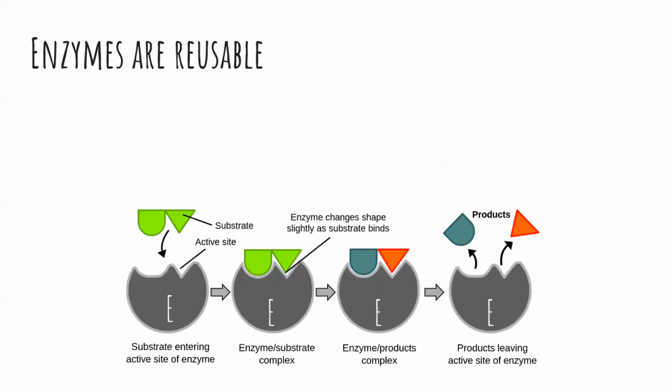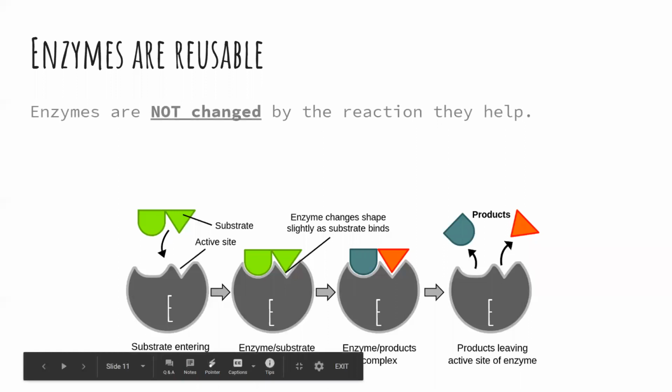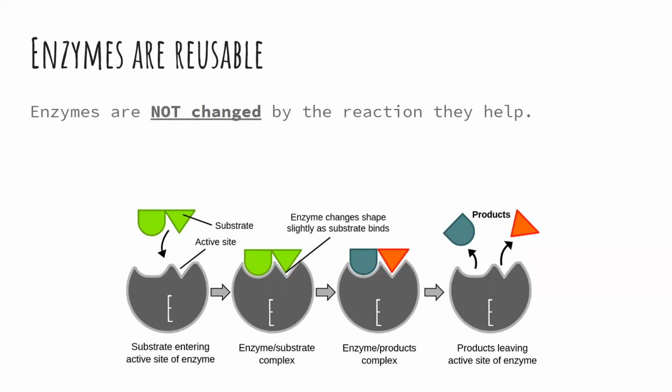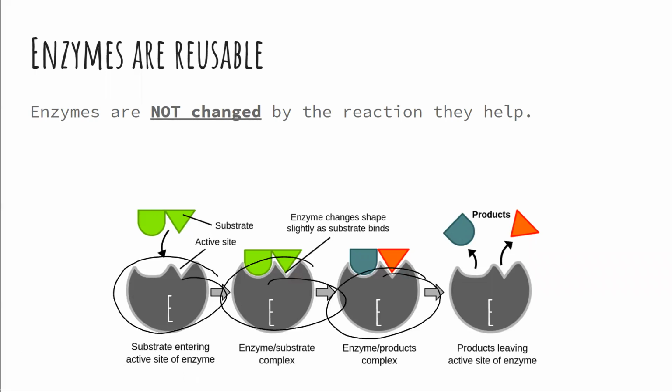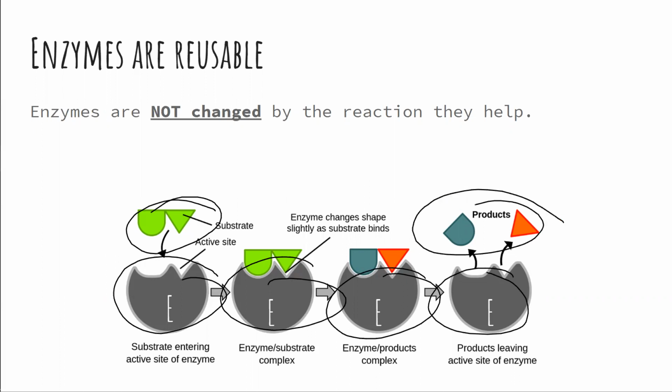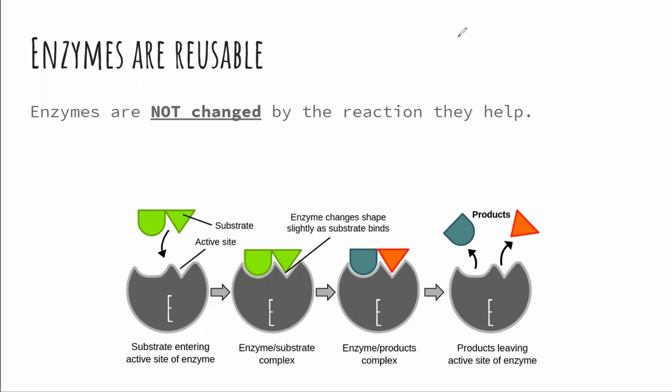Okay? Enzymes are reusable, meaning that enzymes are not changed by the reaction that they actually help. Throughout the whole process, the enzyme did not change. The substrate is what changed into the products, but the enzyme did not change. The only time it changed shape was when it could snugly fit, like holding your mom's hand or holding your boyfriend's hand or your girlfriend's hand, right? When you got your hands locked together and they snugly fit. But other than that, the enzymes didn't change.